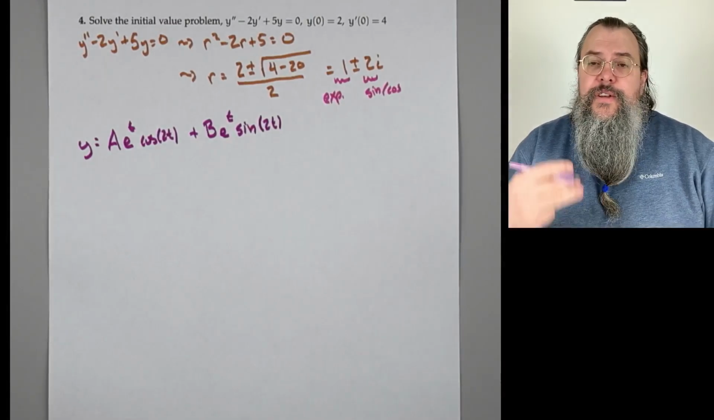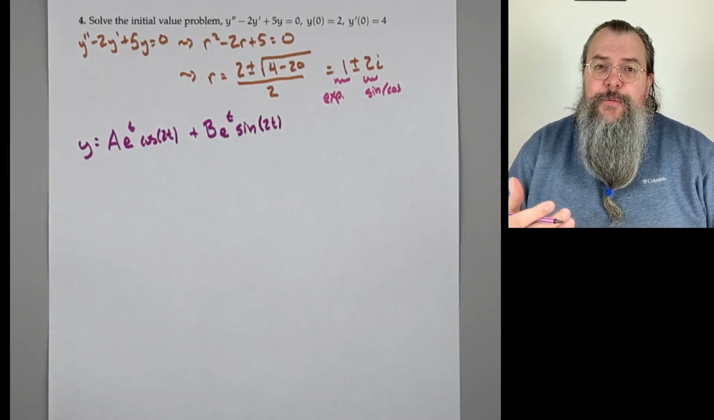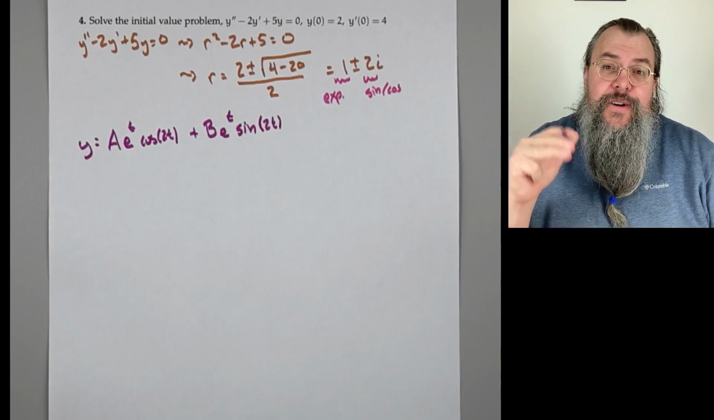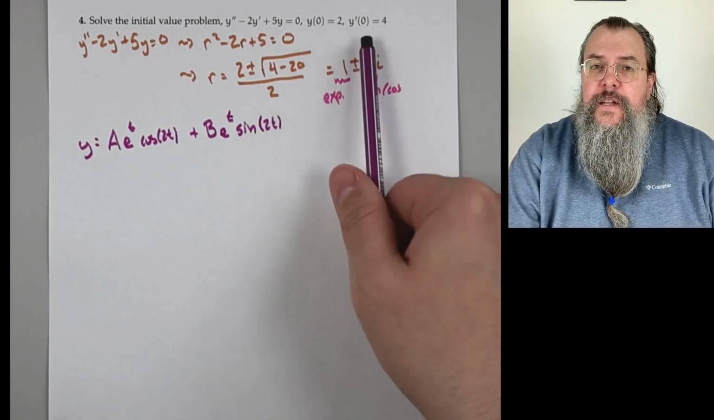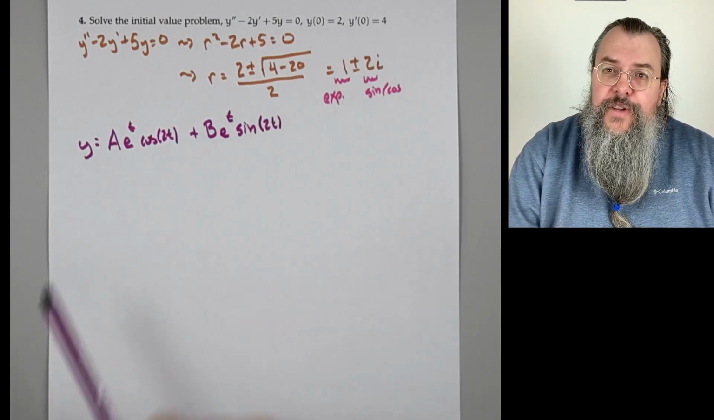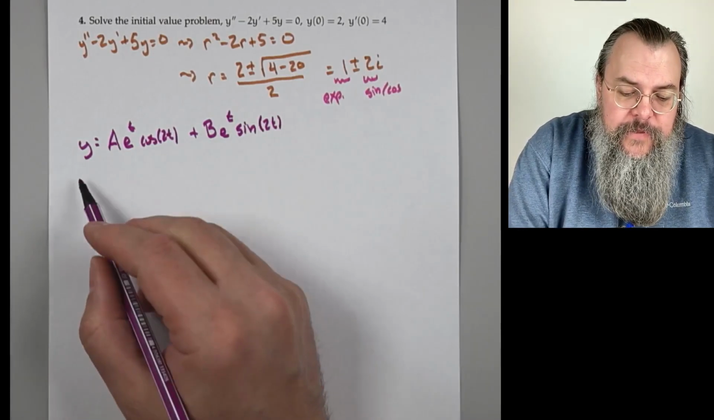So that's what the general form of solutions look like. Now we have to worry about initial conditions. So we have the value at 0 and the value of the derivative at 0. So let's start by taking the derivative, so we have that for reference.